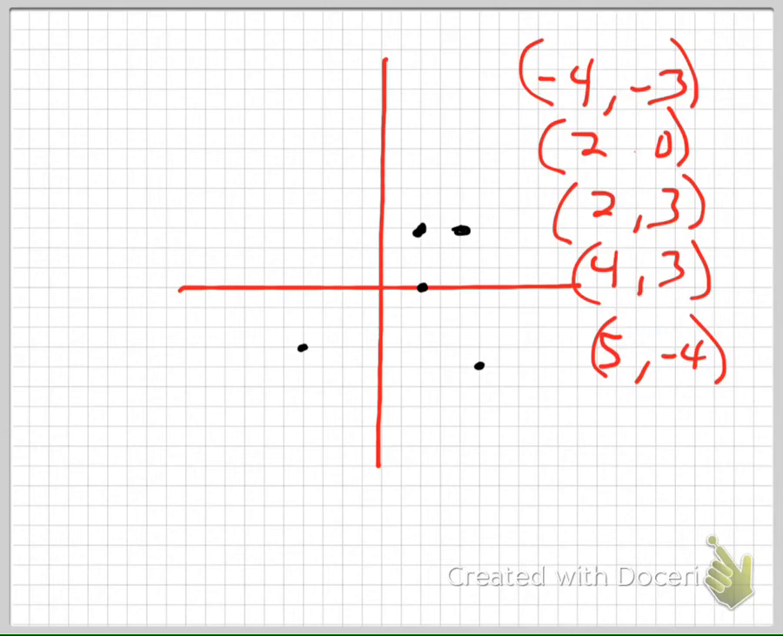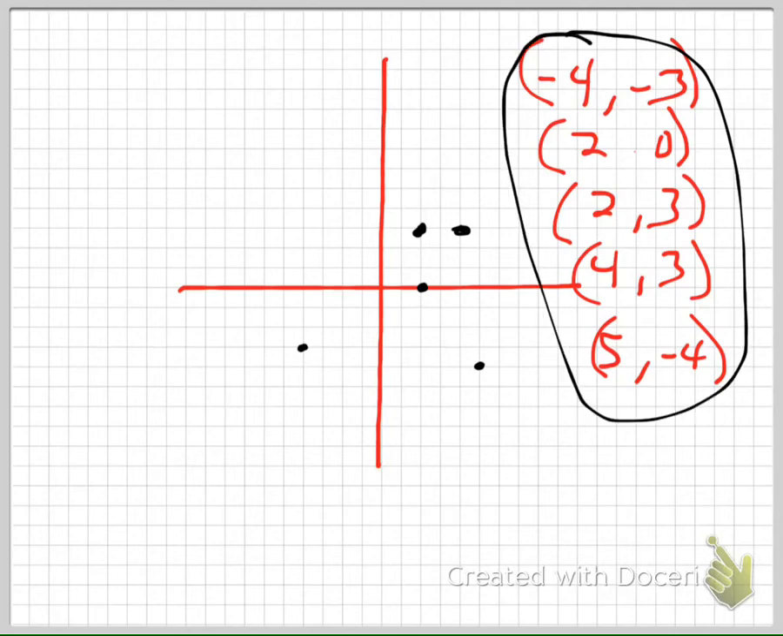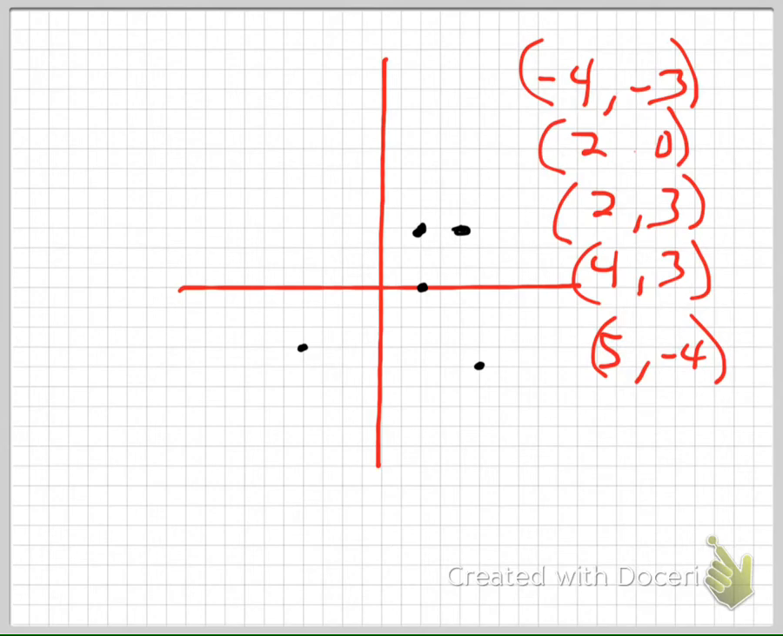First of all, could you look at this data right here and tell me whether it's a function or not? Is it a function? No. It is not a function because we know that when you put a 2 in, a 0 came out once, and you put a 2 and a 3 came out. We know it's not a function.